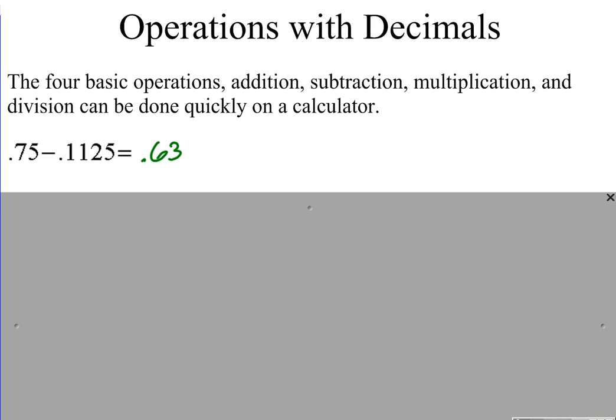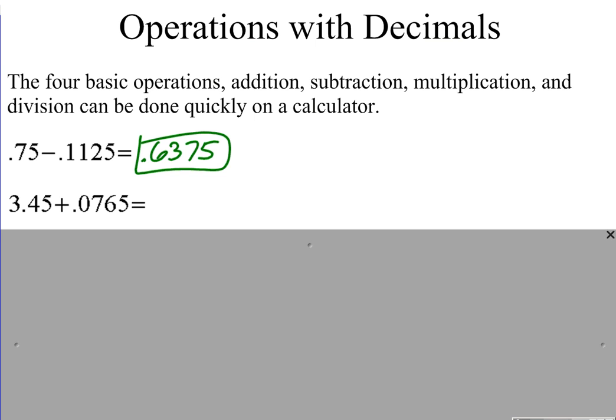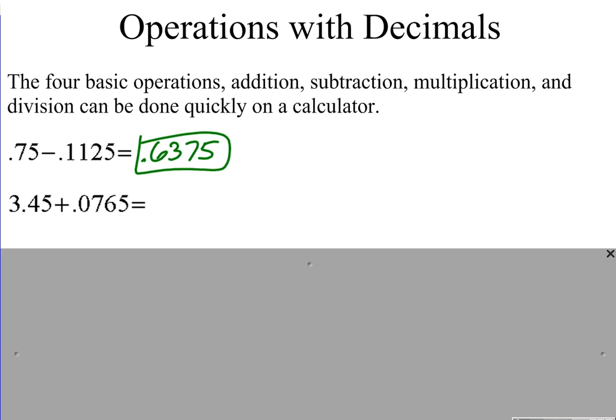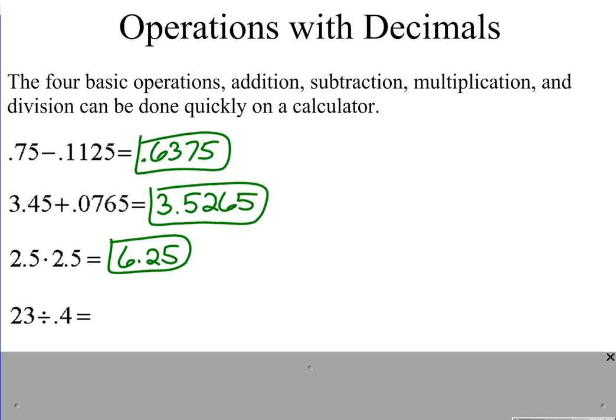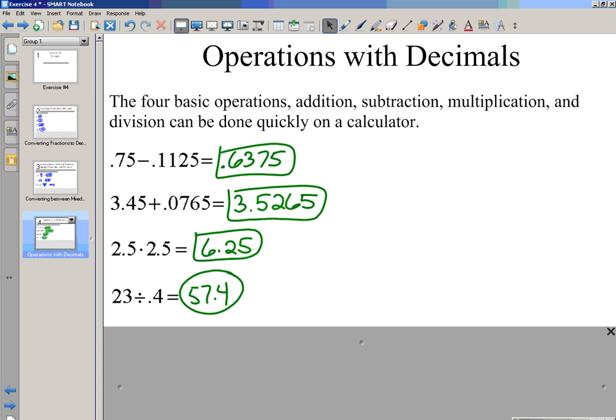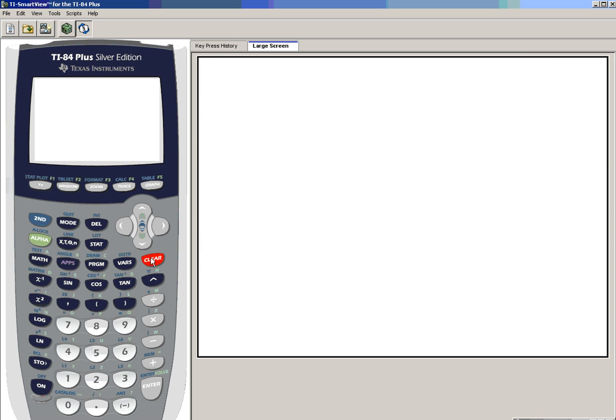0.75 minus 0.1125, plug it into your calculator just like you see it. You should get 0.6375. 3.45 times 0.0765. Plug it into your calculator again, just like you see it, 3.5265. 2.5 times 2.5. Plug it into your calculator, 6.25. And 23 divided by 0.4, 57.4. Let's look at these 4 quickly on the calculator.